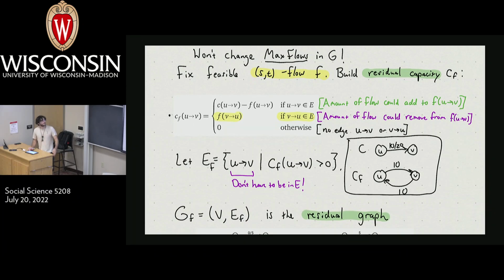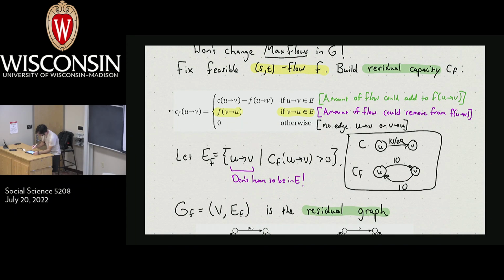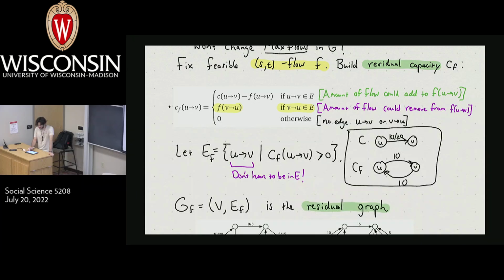So now we can turn the capacities into a graph. We're going to define the edges of this graph just to be all the edges with positive residual capacity. And notice that these edges don't have to exist in the original graph. Here's a good example. The original graph did not have an edge from V to U, but in the residual graph, it has an edge from V to U.